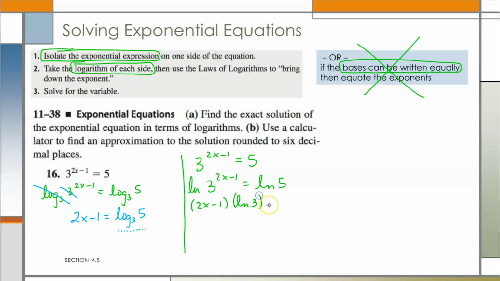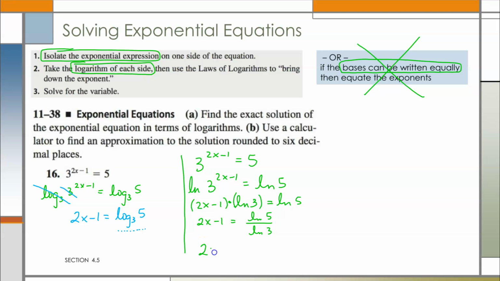So we have 2x minus 1. That exponent gets brought down out front. Then we have the ln of 3 is equal to the ln of 5. Okay, how do I undo multiplication? We undo multiplication with division. So that would be the ln of 5 over the ln of 3.